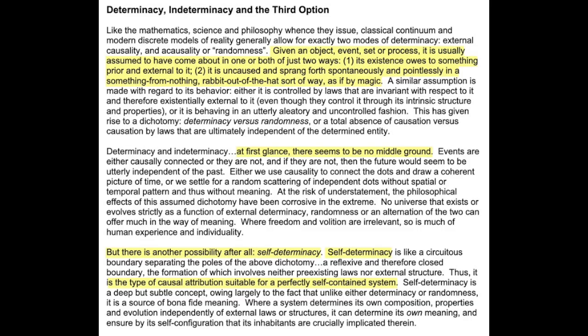As Langan states in that 2002 paper, quote, given an object, event, set, or process, it is usually assumed to have come about in one or both of just two ways. One, its existence owes to something prior and external to it. Two, it is uncaused and sprang forth spontaneously and pointlessly in something from nothing, rabbit out of a hat sort of way, as if by magic. At first glance, there seems to be no middle ground, but there is another possibility after all, self-determinacy. Self-determinacy is the type of causal attribution suitable for a perfectly self-contained system.